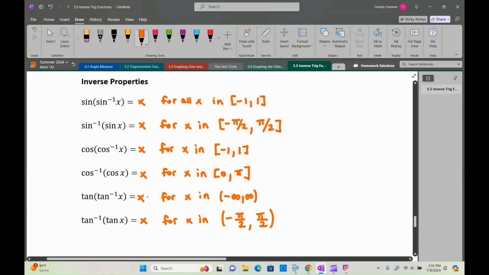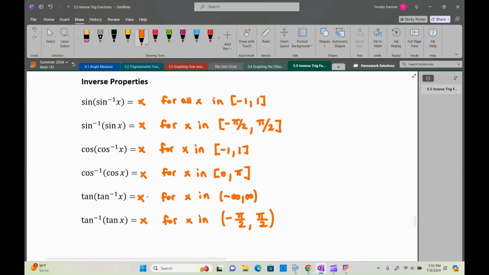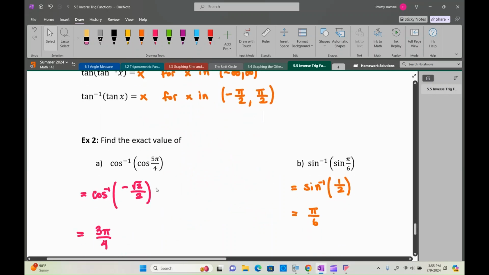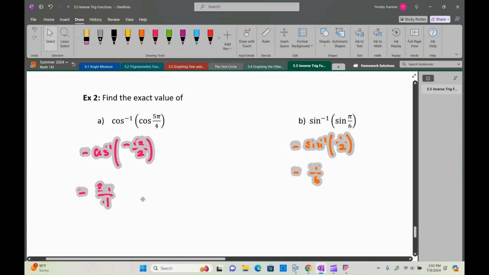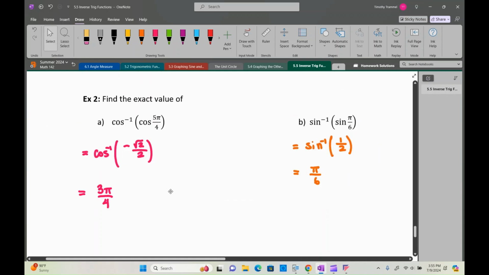Okay, so there's the summary of when these functions essentially cancel each other out. Like I said, you don't need to memorize it though, because you can just try to evaluate these from the inside out and it'll always work. And so that wraps up 5.5 here.